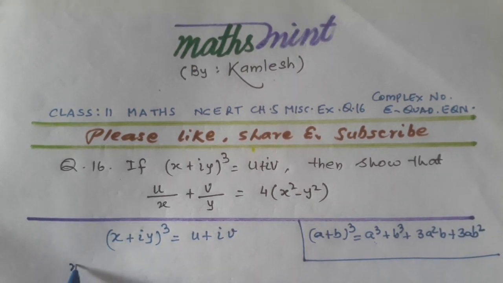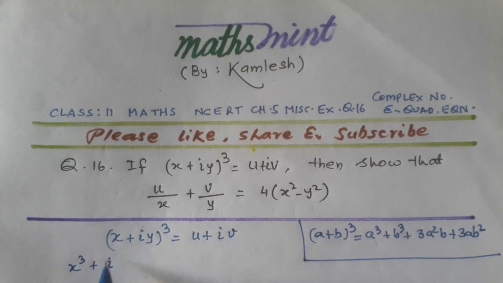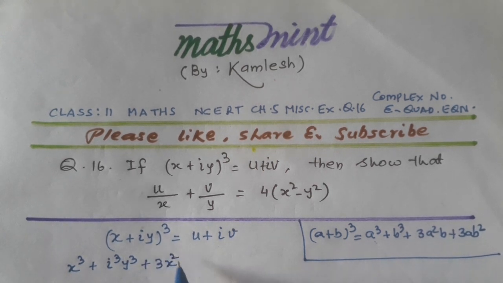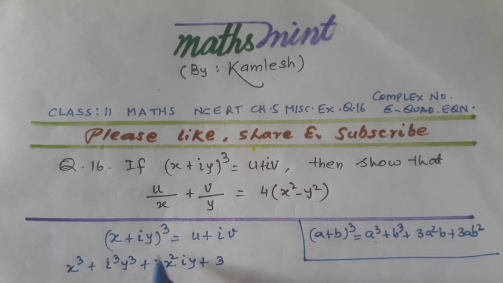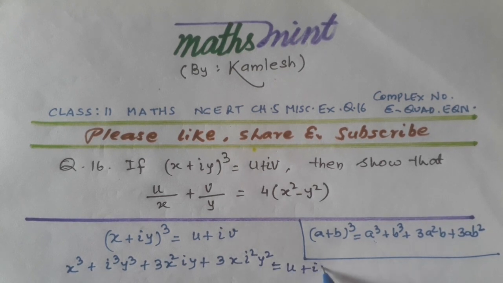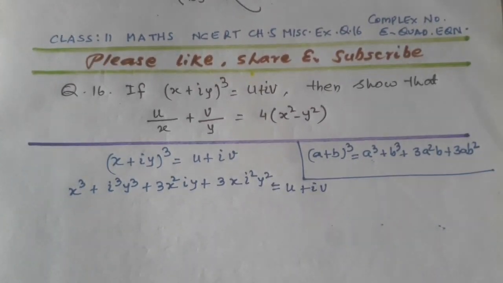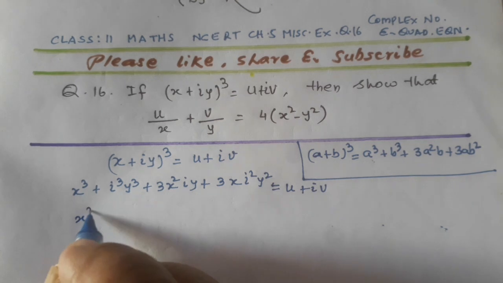So it will be x^3 + i^3 y^3, meaning a^3 plus b^3, plus 3a^2 b, meaning x^2 into iy, plus 3ab^2, meaning x into i^2 y^2, equal to u + iv. Right? So it will be x^3.